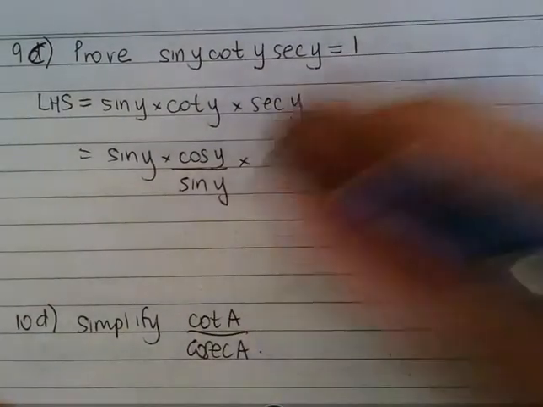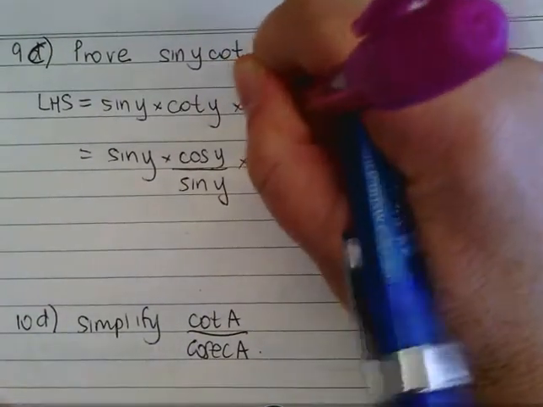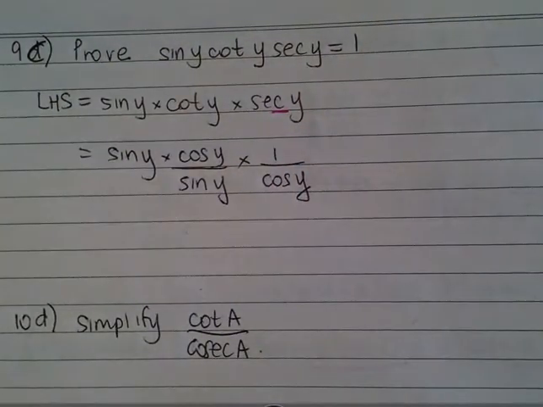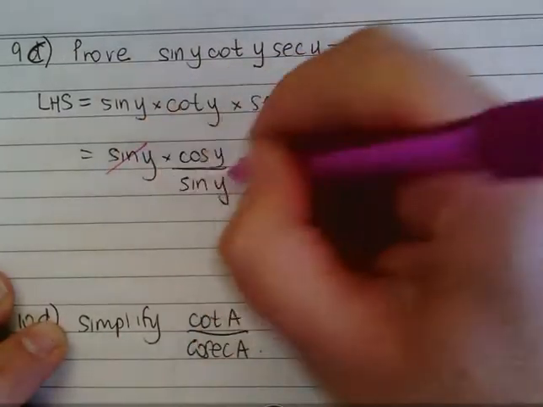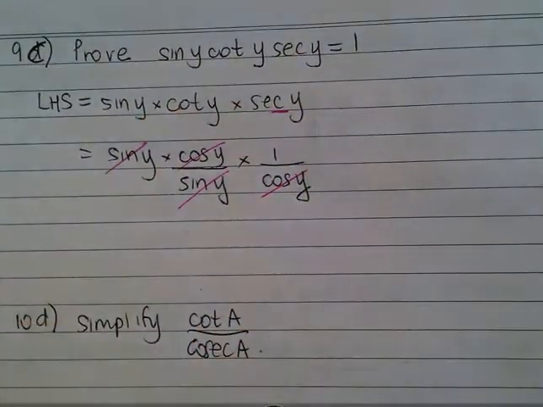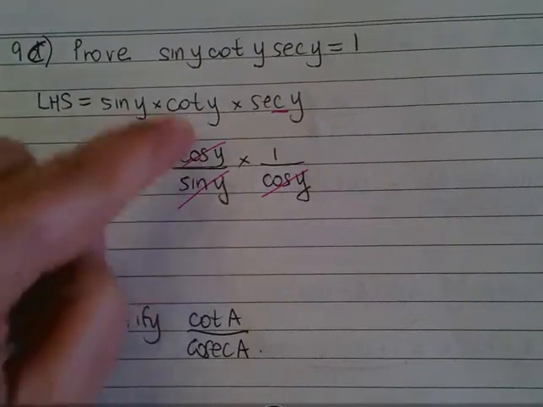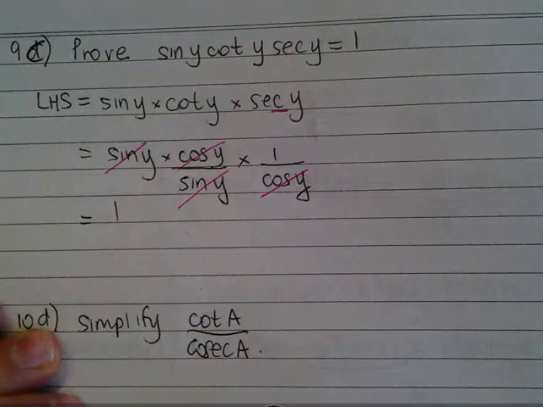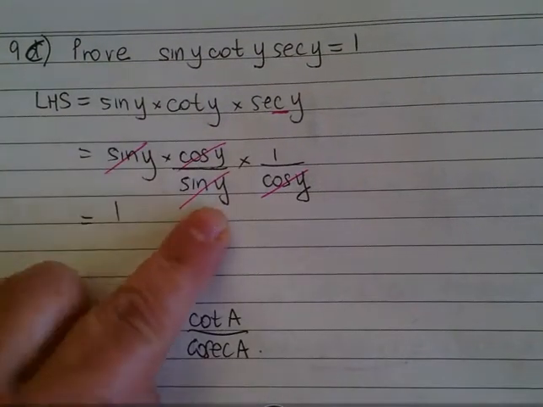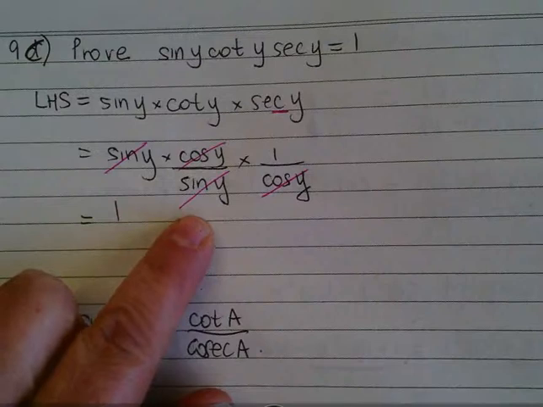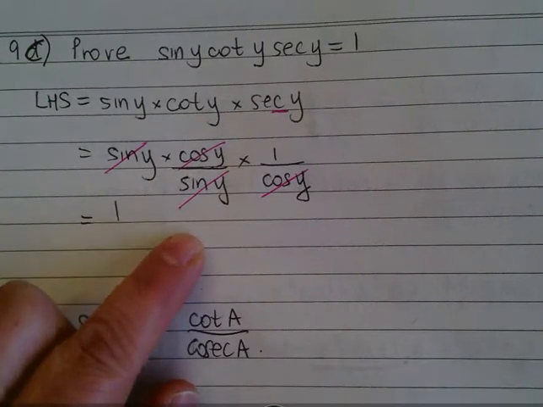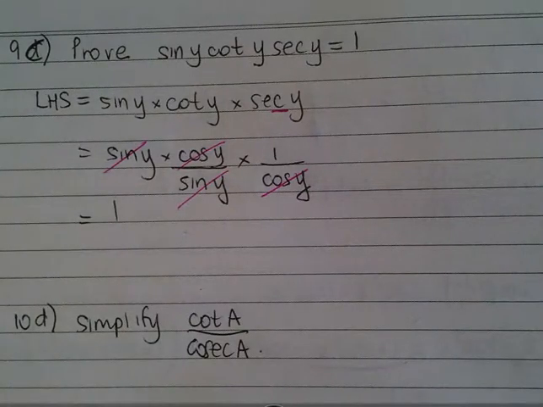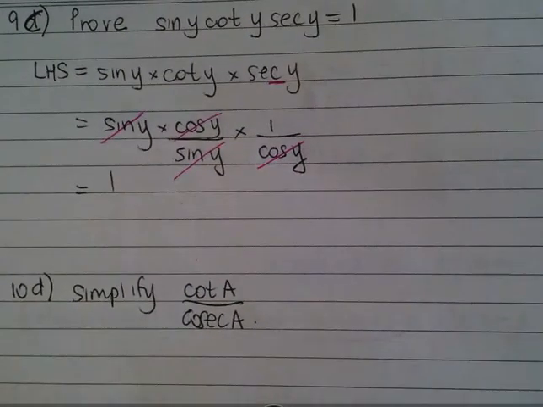What's sec? That's even better. What's so good about this? Cancel, cancel, cancel, cancel. The sines cancel, the cosines cancel. What are you left with? 1. Okay? Now, if you would have done 1 on tan, you're going to see that that leads you to a dead end, and you've got to cross it out and try the other thing for cot. Okay? Next one, cot over cosec.